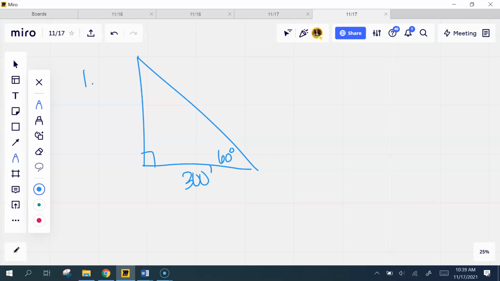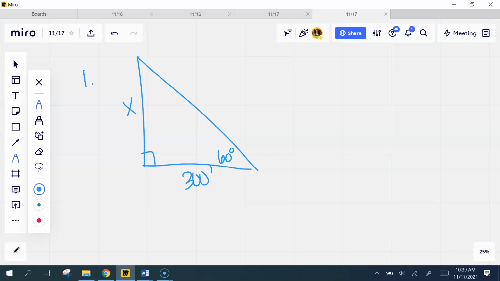The angle of elevation of the top of the cathedral from a point 300 feet away from its base, and now this is not at eye level because there's not a person standing there, it's just from the ground this time, is 60 degrees. Find the height of the cathedral. So I'm finding this value.